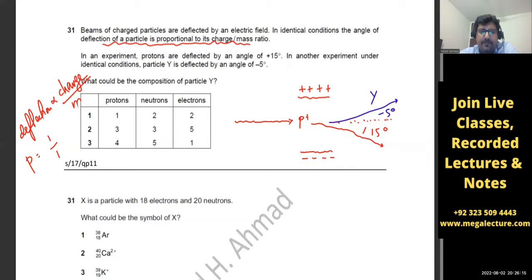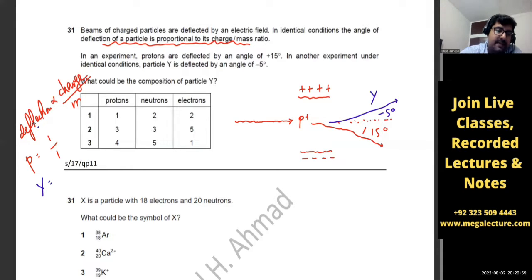Now first tell me, the amount of deflection. For a proton, the charge to mass ratio was 1/1. Remember, the deflection depends on the charge to mass ratio. Look at the deflection of y. The deflection of y is 3 times lesser. So what does that mean? What is the charge to mass ratio of y? Look, that's 5 degrees, this is 15 degrees, so 3 times less. And deflection is proportional to charge to mass ratio.